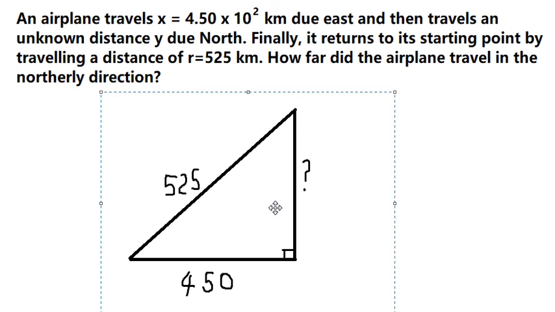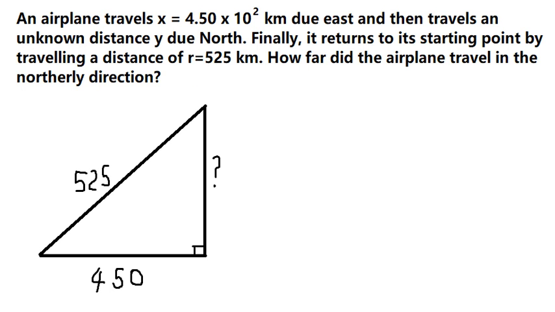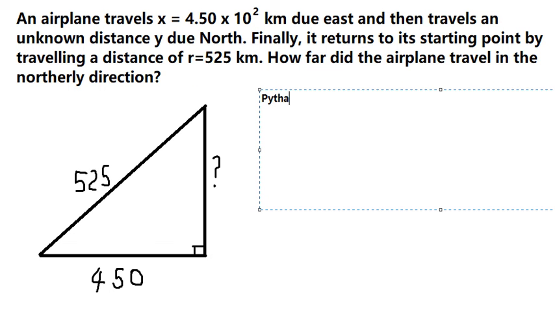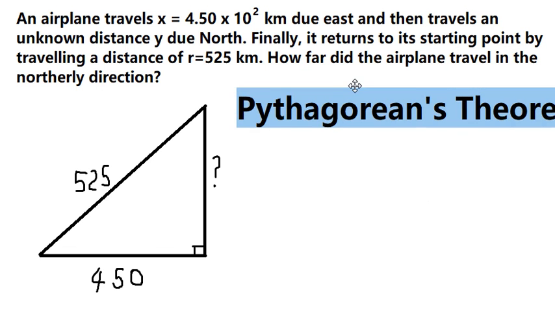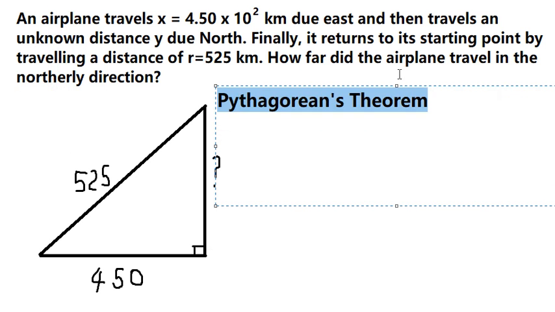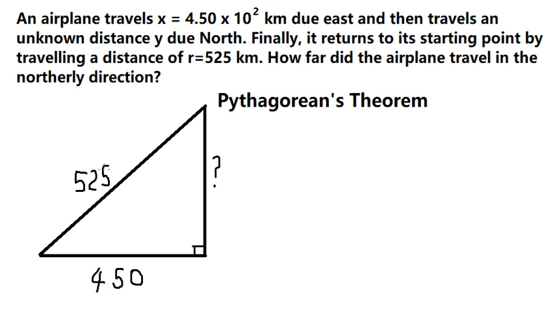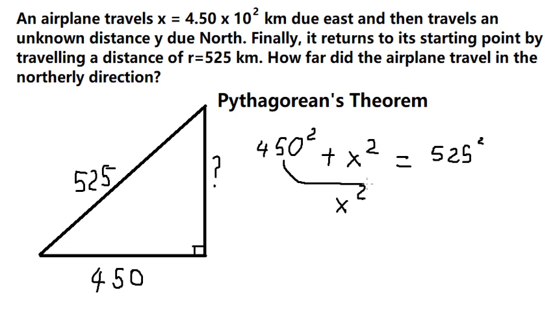So to calculate the question mark, we can use the Pythagorean theorem. So we can use this formula in here. So we have 450 to the power of 2 plus s to the power of 2, s is this one in here, equals 525 squared. Now we move this one to the right.